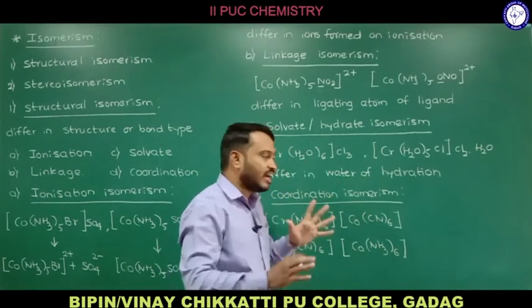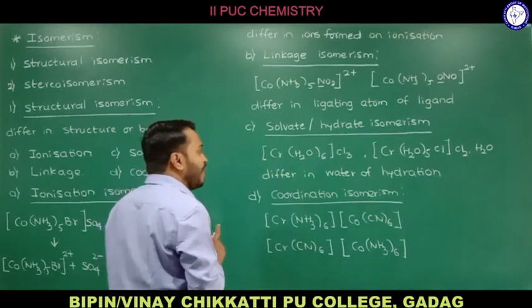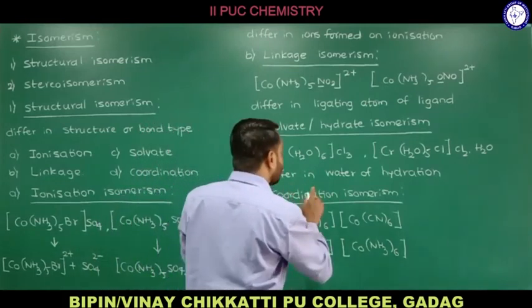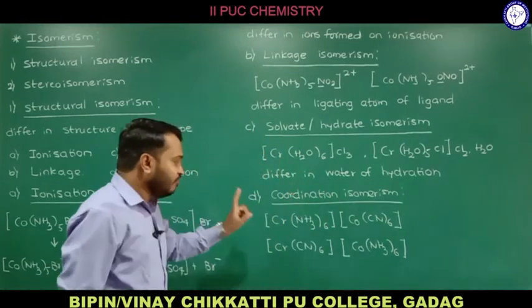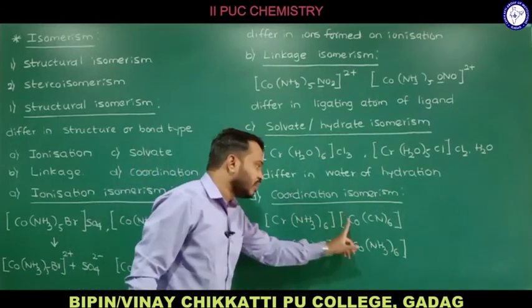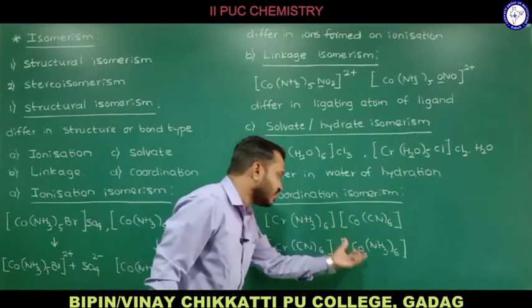Double complexes, these are examples for this. Now what makes these two compounds coordination isomers is, here the central metal atom is Cr, the central metal atom is cobalt, central metal atom is Cr and central metal atom is Co.